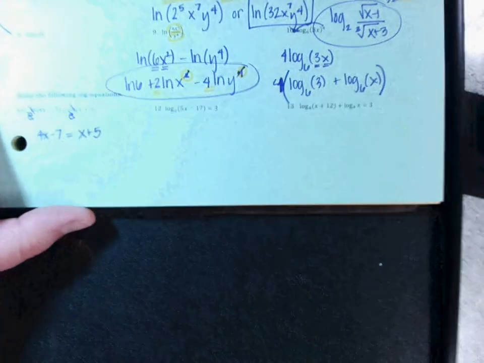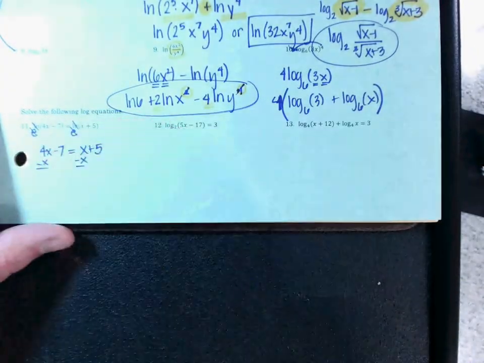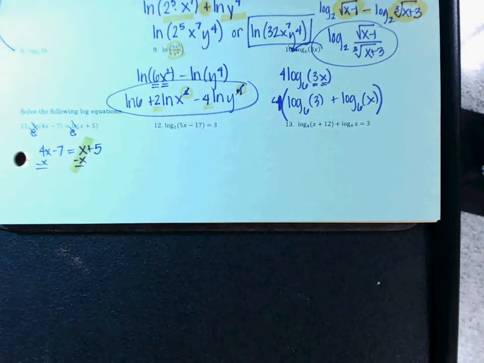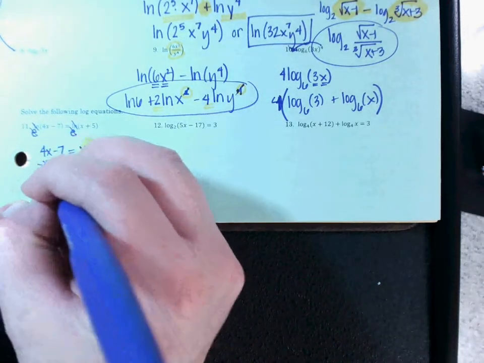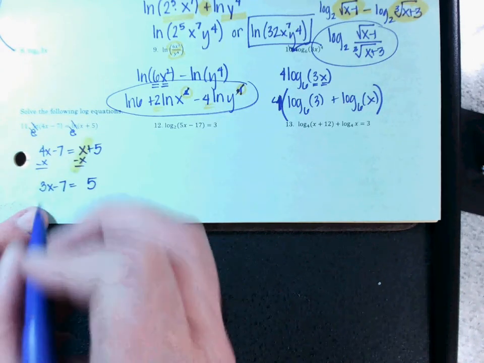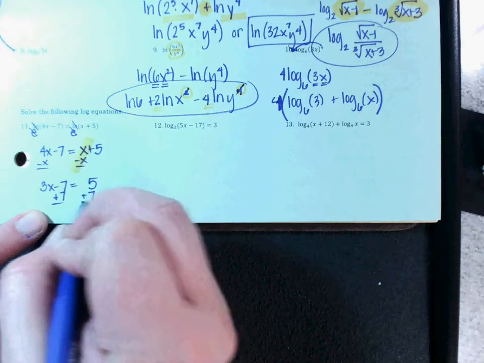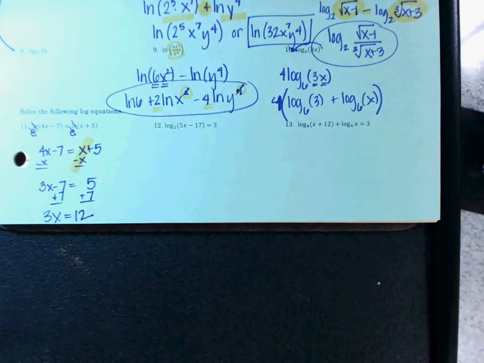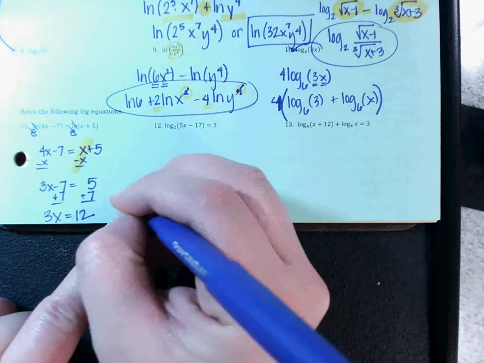Then we want to bring the baby to the mama, so we're going to minus the x across because it's smaller. x and minus x cross out over here. And then 4x take away an x is 3x left over. What is our next step to get x by itself? Add the 7. 5 plus 7 gives me 12. And then if 3x is 12, divided by 3, x is going to be what? 4. Good.